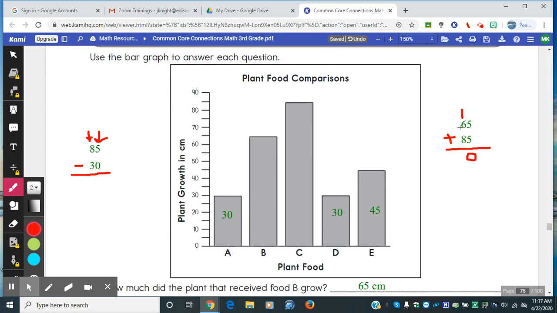Now I'm going to add up my 10s. 8 plus 6, that's 14, plus 1 more, exactly 15. Okay, that's a little bit too big. 150 is bigger than I want. I want 110, which means that we need to try again.